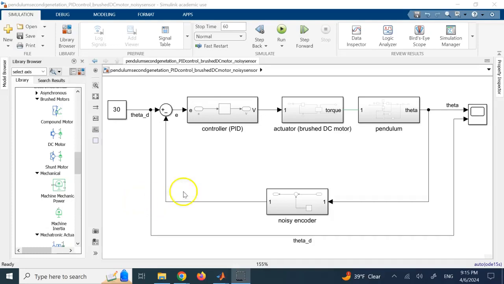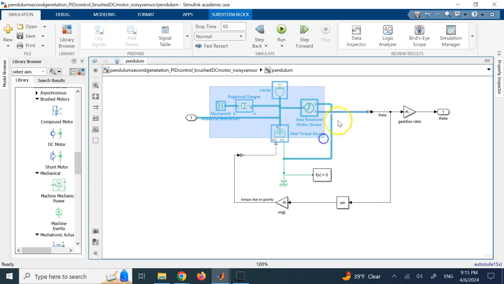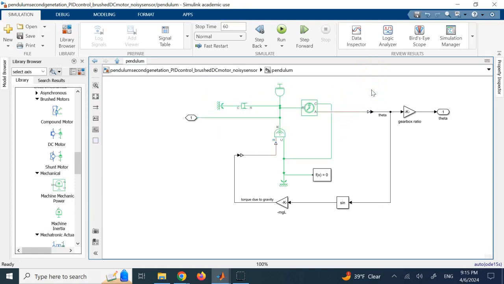Hello everyone. In this video I want to show you something nice. So I made the pendulum using second generation blocks in Simscape here. If you watched my previous video, you saw that I made the pendulum using the multi-body blocks.